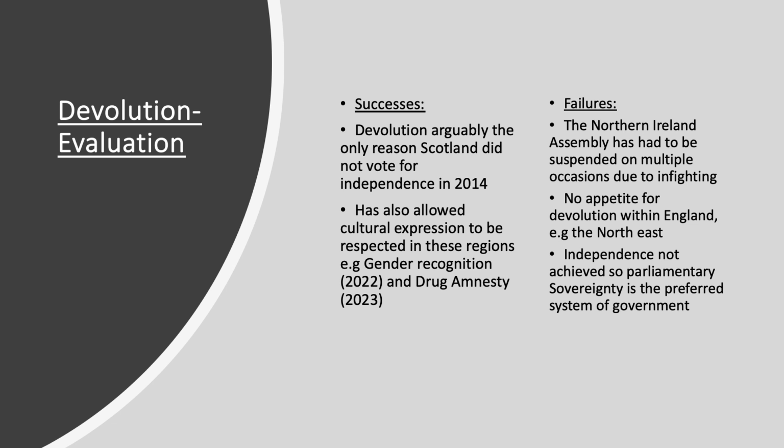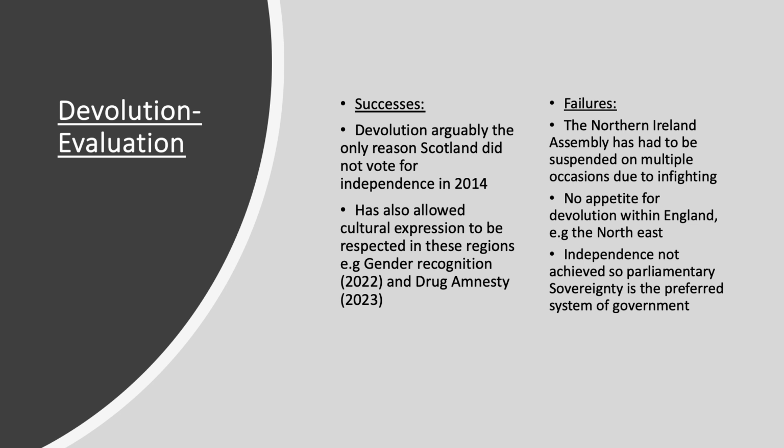Okay, so evaluating it. A success is that devolution was, like I said, arguably the only reason Scotland didn't vote for independence in 2014. They had some power over themselves and how they governed, so why would they need independence? It also allowed for cultural expression to be respected in these regions, like the Gender Recognition Act of 2022 and the drug amnesty rooms in 2023. That is a Scotland-only thing, and they wanted that so they can have that. And they were one of the first countries to end period poverty.